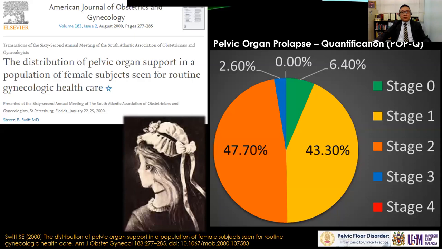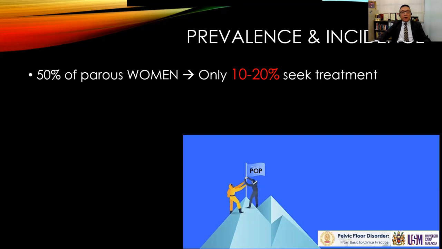However, they could not find the correlation between symptoms and the stage of pelvic organ prolapse. So if we know that 50% of parous women would have some form of pelvic organ prolapse, unfortunately only about 10 to 20% seek medical treatment. This could possibly be because they do not know who the best person to look for is, or perhaps we are not looking hard enough, or perhaps there is no awareness of it. I believe that if we look hard enough, we will be looking below the tip of the iceberg, which is a lot more.